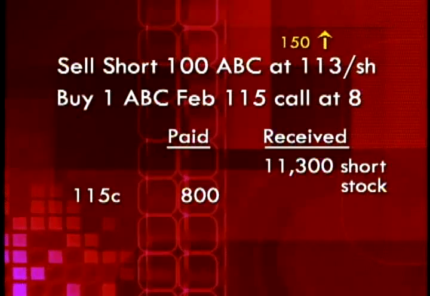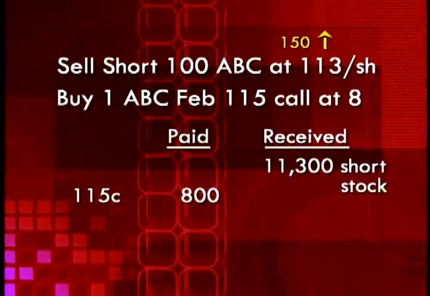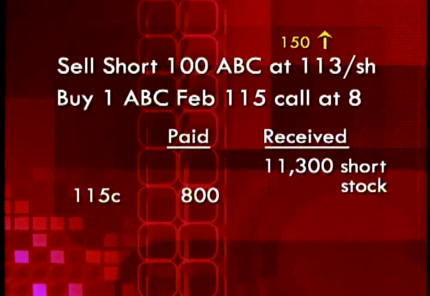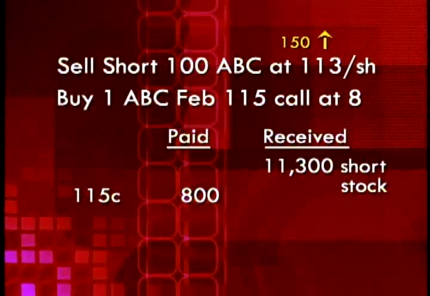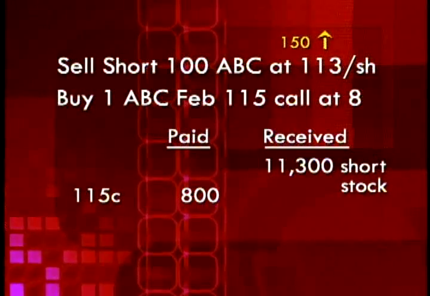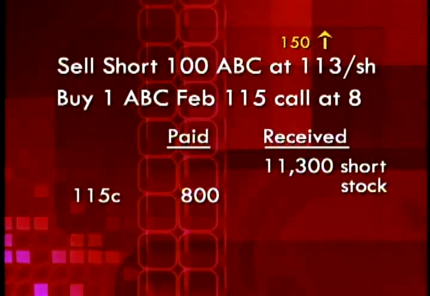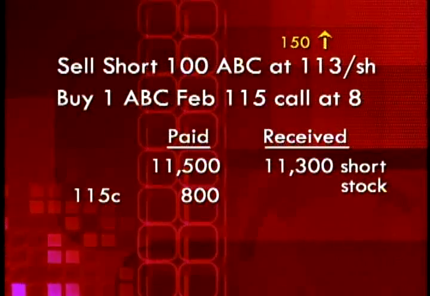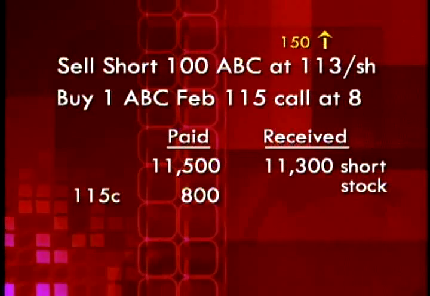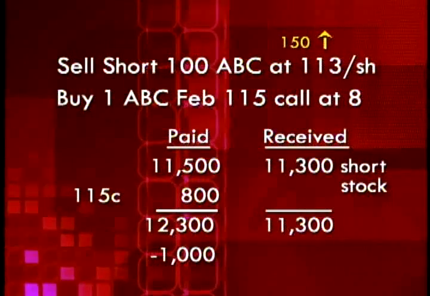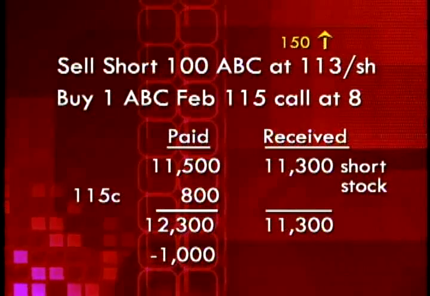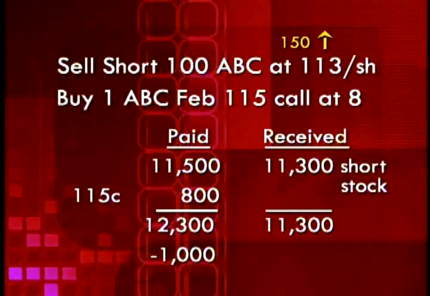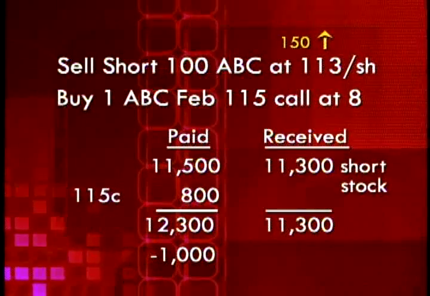We would have a real problem then if we just had a plain short sale. We'd have to replace the stock at $150, but you'd only sold it for $113, so a large loss would be incurred. But the investor, remember, owns a call. What is that? It represents the right to buy stock at $115 per share, the strike price, on demand. So the short seller will never have to pay more than $11,500 to replace the stock. So at worst, the investor will pay $12,300, $11,500 for the stock plus $800 for the option, against $11,300 received. So the maximum possible loss would be $1,000.